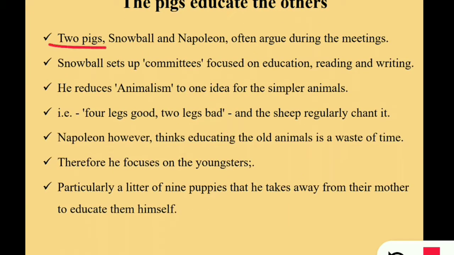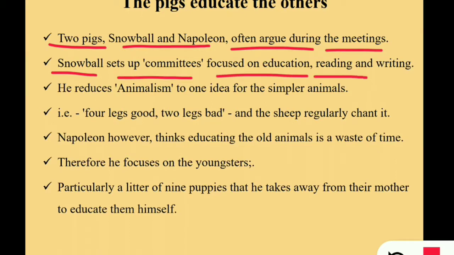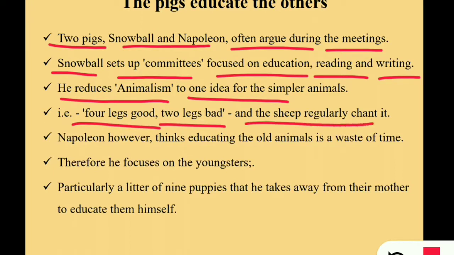Two pigs, Snowball and Napoleon, often argue during the meetings. Snowball sets up committees and focuses on education, reading and writing. He reduces animalism to one idea for the simpler animals: four legs good, two legs bad. And the sheep regularly chanted. Here, there were good politicians as well who focused on the reading, writing and education of common people. But it was not sustained.